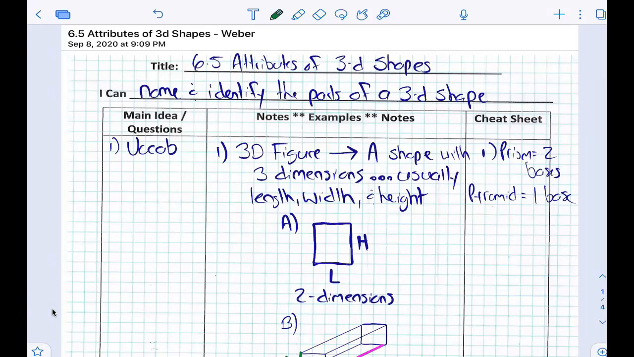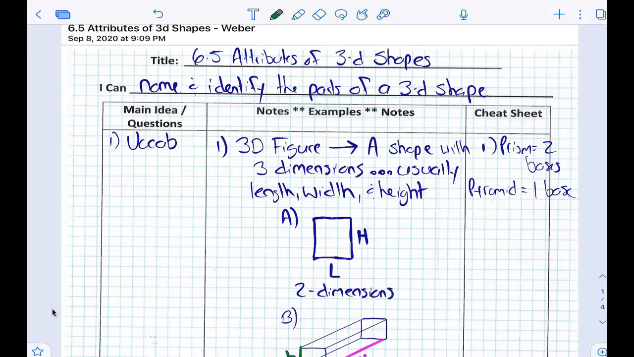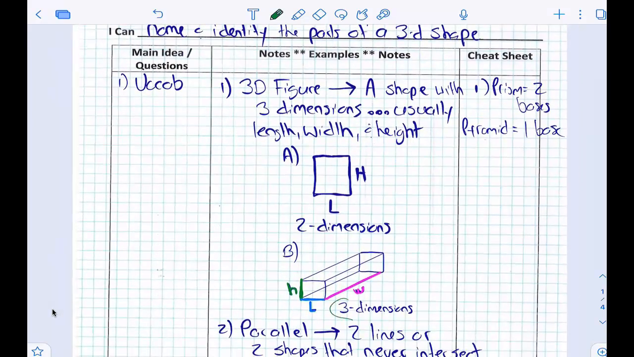6.5, attributes of 3D shapes. Attributes are descriptors, or how we describe 3D shapes, right? Yes. Okay. A 3D shape has how many dimensions? 3. A 3D shape has 3 dimensions, right? Yes. Now its partner, a 2D shape, is a flat shape, and it's 2D because it has how many dimensions? 2. Okay, we cool with that?